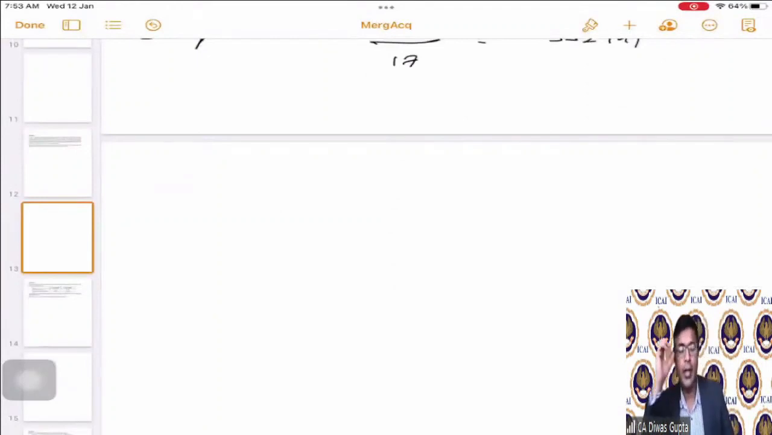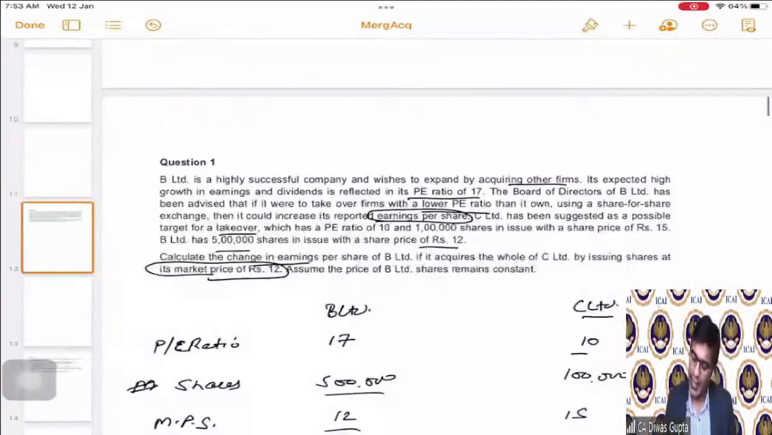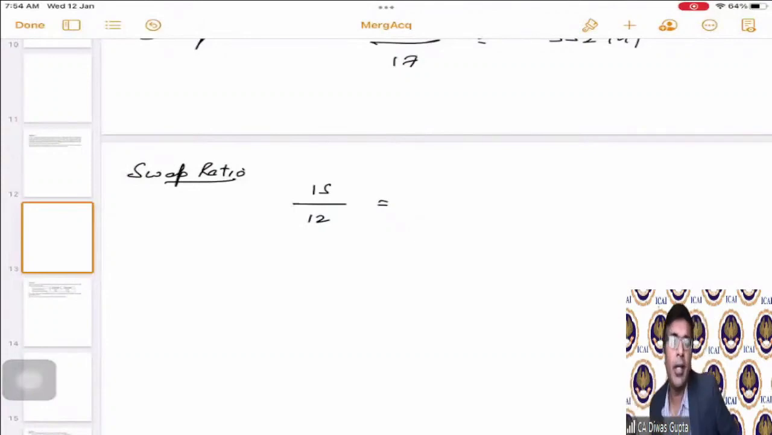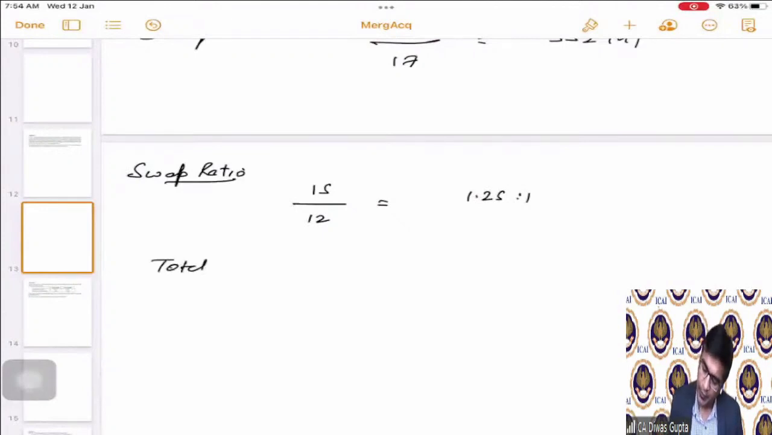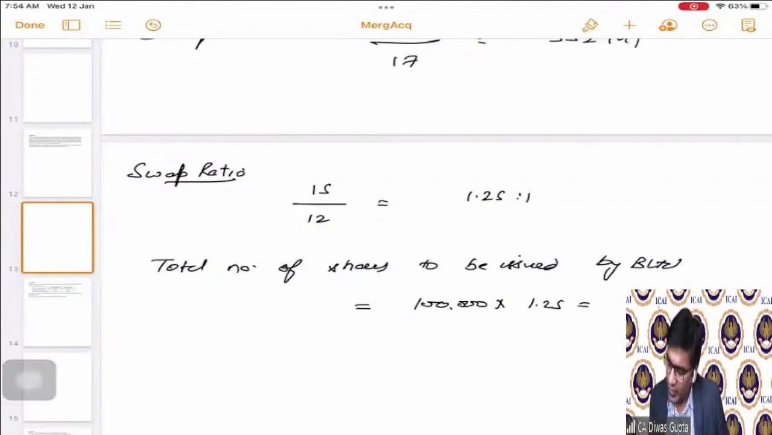Now, students, how are we going to calculate the number of shares? What is the swap ratio? So the swap ratio, since the question has given you an indication that they will be issued at a market price of 12, that means this is a swap ratio to be calculated using their respective prices. Correct? So 15 is for C Limited, which is the target company, and 12 is for B Limited, which is the acquiring company. This is what we have studied, correct? Basis the 1.25 equity share is to 1. Now, total number of shares to be issued by B Limited is equal to 1 lakh multiplied by 1.25, which is equal to 1,25,000. Simple.